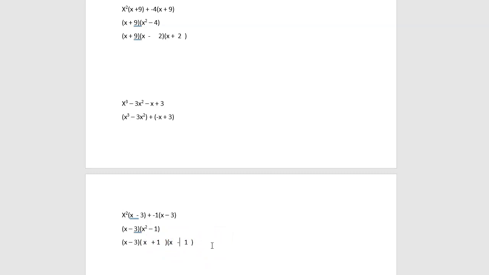And there we go. And when you put your answers in factored form in My Open Math, it doesn't matter which of these factors you put first, as long as you have all three with the same signs. In other words, x minus 3, x plus 1, x minus 1, you will have the correct answer.